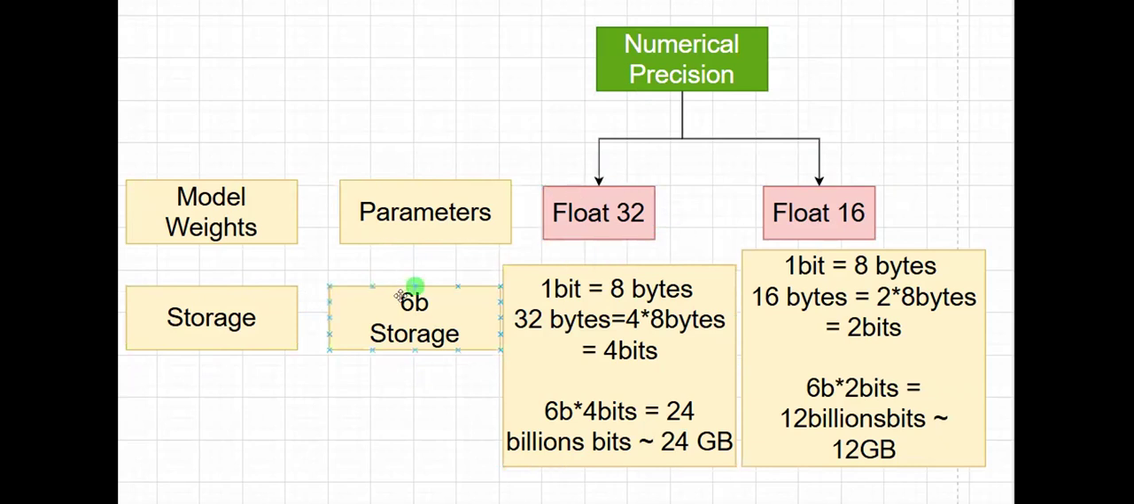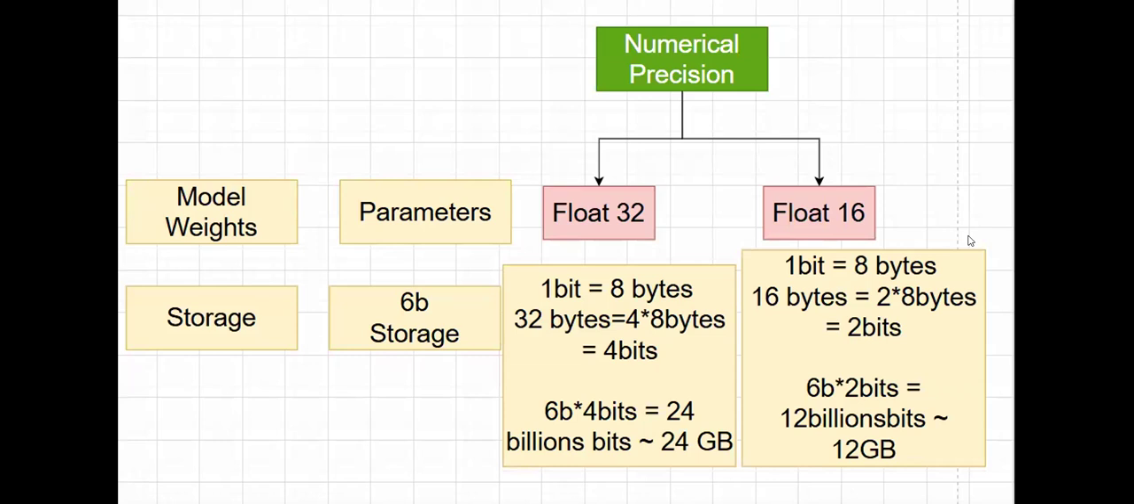If we train this model, with this many parameters, with a numerical precision of BF32, then we might require approximately 24 GB. Whereas if we consider training the 6 billion parameter model with a numerical precision of BF16, then we just require 12 GB, that is half of the numerical precision of float 32, nothing but BF32.